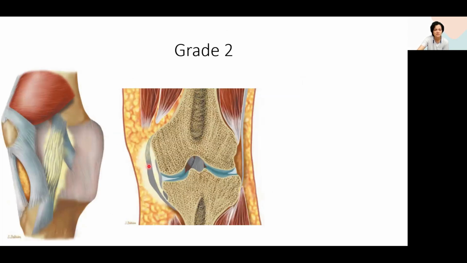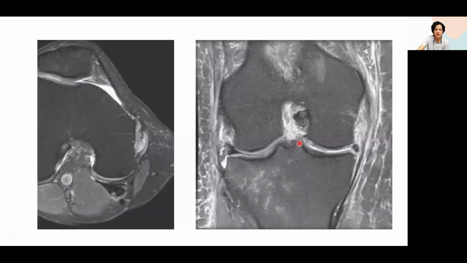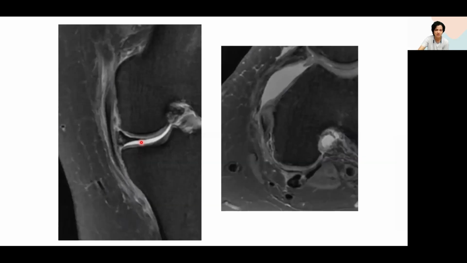In grade 2 MCL sprain, there will be slight laxity, and there will be hyperintensity or edema surrounding the medial collateral ligament. So here we can see this is grade 2 medial collateral ligament injury. Again, we can see there is grade 2 medial collateral ligament injury on the femoral attachment side. This is the axial section showing the same grade 2 injury. Again, we can see grade 2 injury at the site of femoral and tibial attachments.